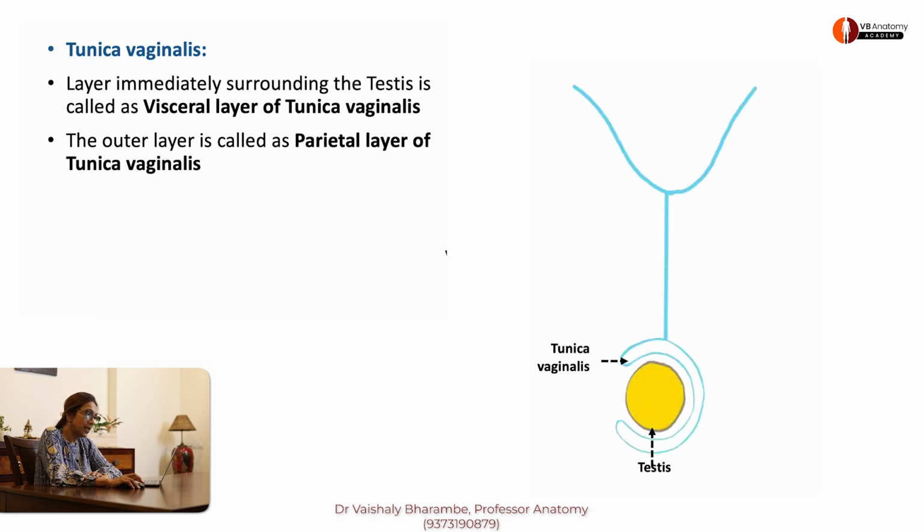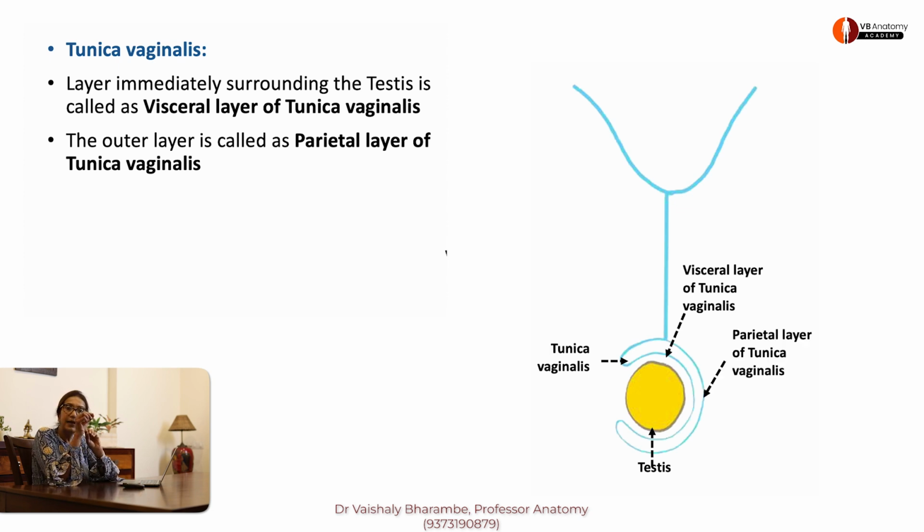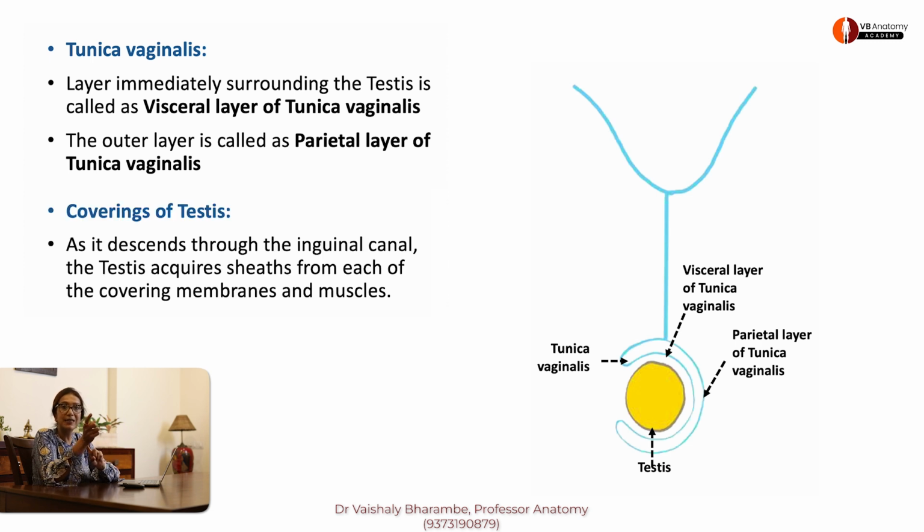This sac has an inner layer called the visceral layer and an outer layer called the parietal layer with a little bit of space in between. Okay, that's the tunica vaginalis sac which is covering the testes. Question is, are these the only coverings for this precious gonad? No. As the testis descends, it also acquires more coverings.